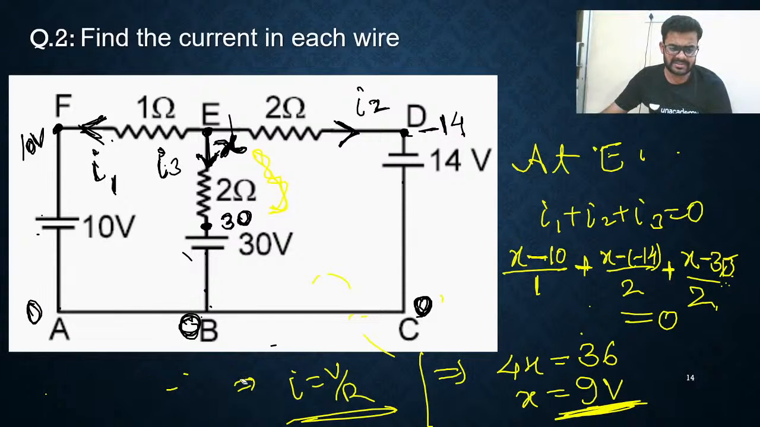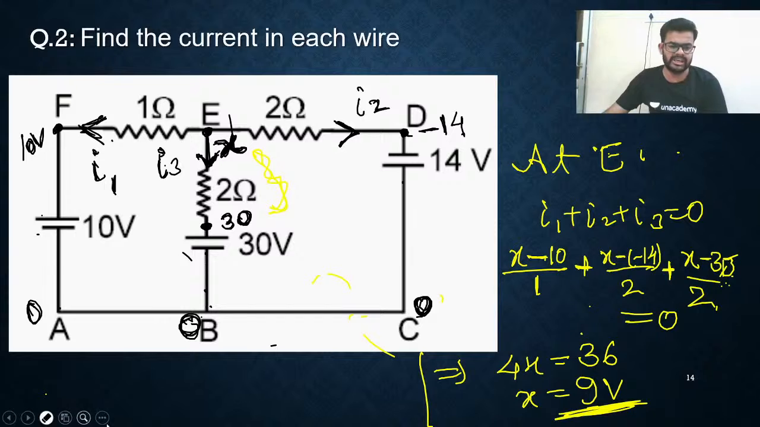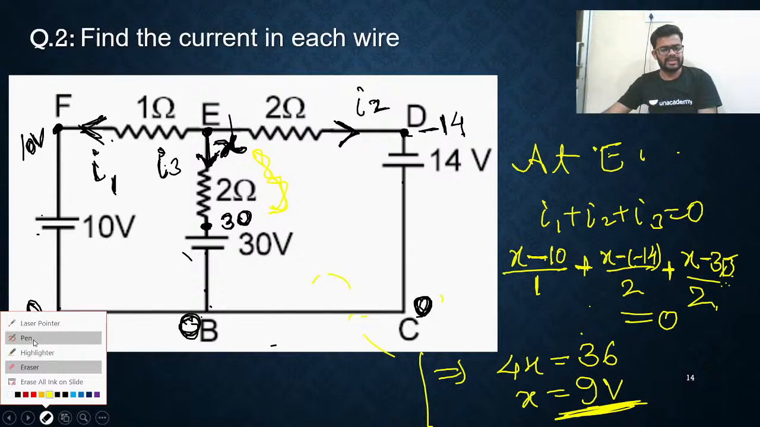Are you getting it? Did you understand? X is equal to 9 volt means we got the potential of point E. If someone is asking what is the potential of point E, you will say that it is equal to 9 volt.